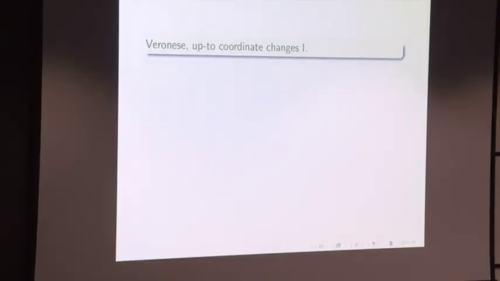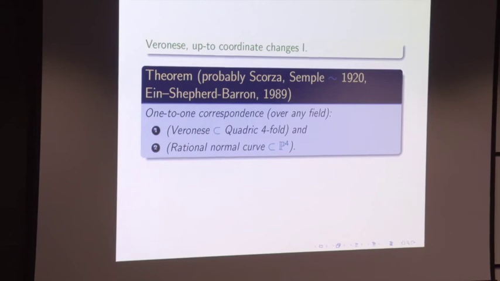Okay, now of course you might say that the quadric has a large automorphism group. So you might say that maybe we should be interested in these maps only up to the automorphism group of the quadric. And it turns out that the answer here is in fact very nice. There is a theorem. I could not find an actual reference to it in the literature, but probably it was known to Segre and Semple around 1920s.